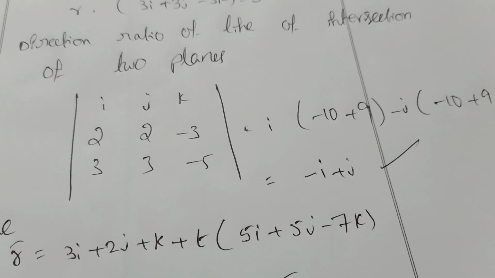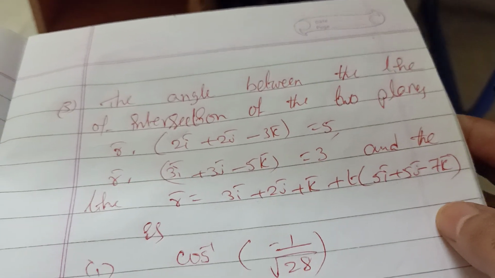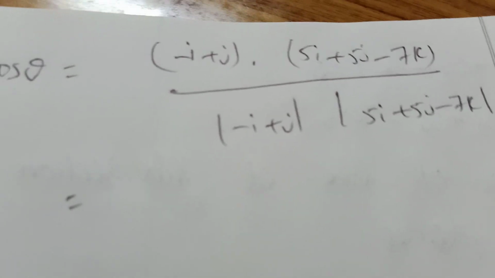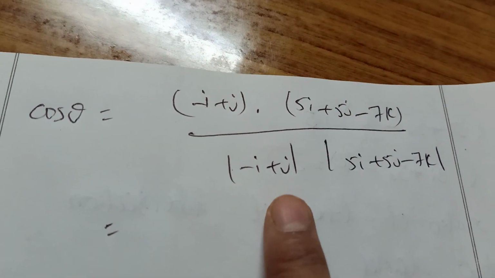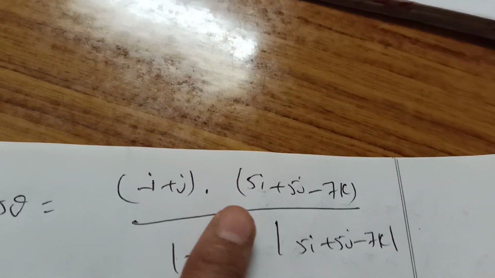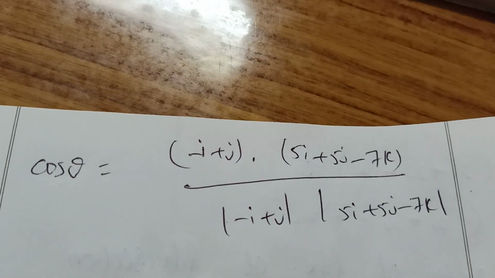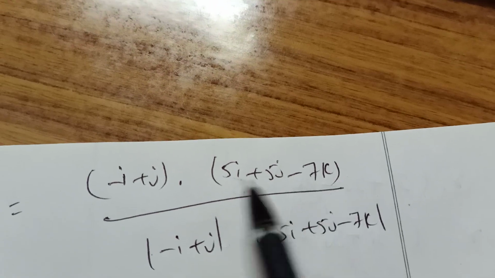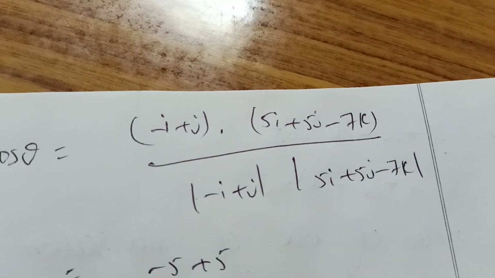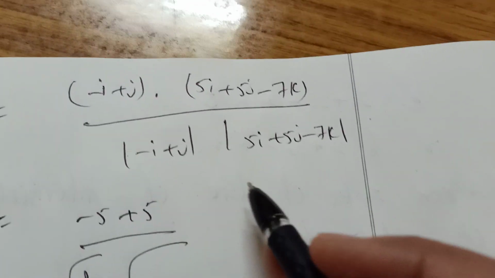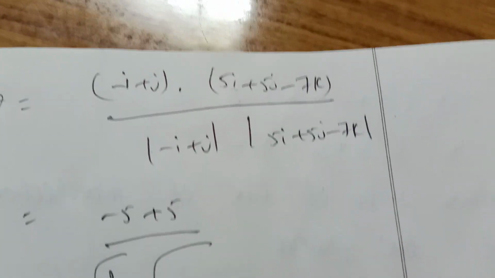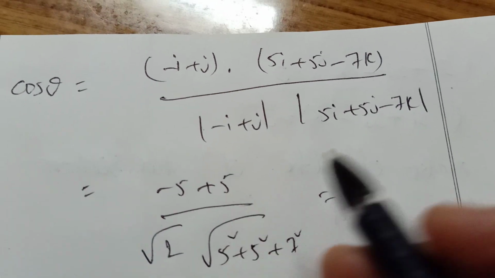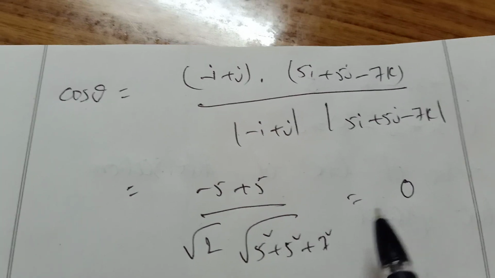What is the question? The angle between the line of intersection of two planes. That's why here you should find the angle first. Now see, formula is what? Cos theta equal to A dot B by modulus A into modulus B. Now multiply them here: minus 1 into 5, minus 5, plus 1 into 5, 5. K component is not there, that's why 0. By root 2, 1 square plus 1 square, times root of 5 square plus 5 square plus 7 square. Minus 5 plus 5 is 0, 0 by anything is 0. Cos theta equal to 0, now tell me theta equal to what?